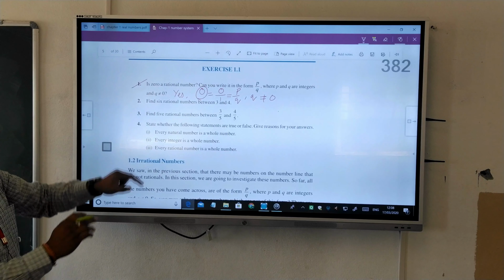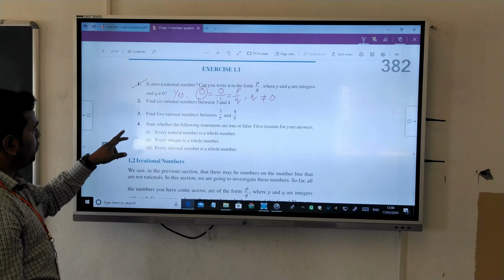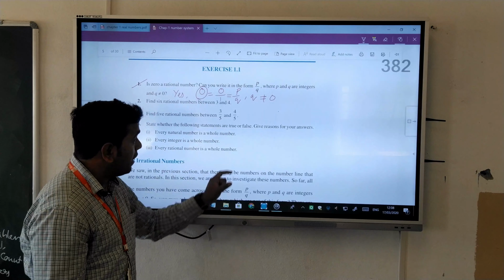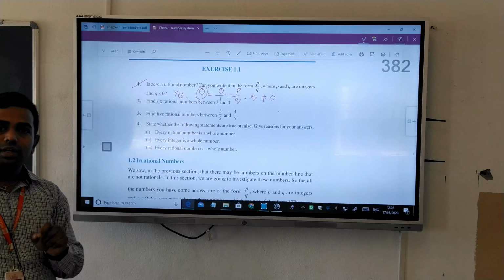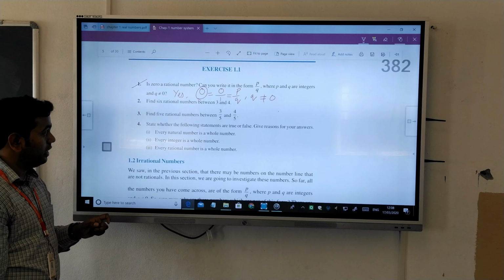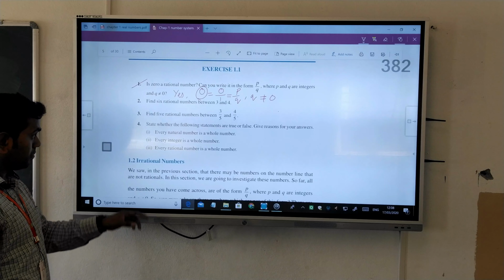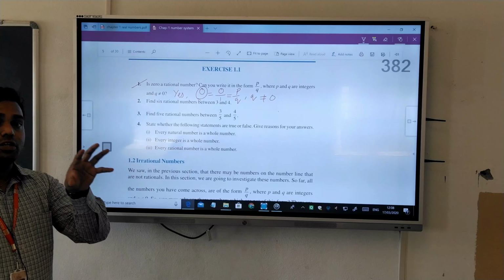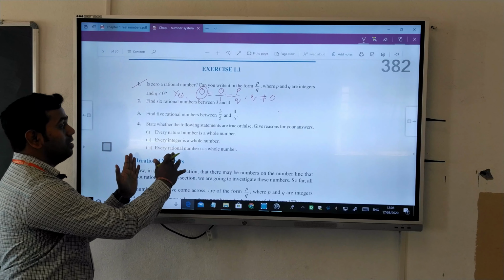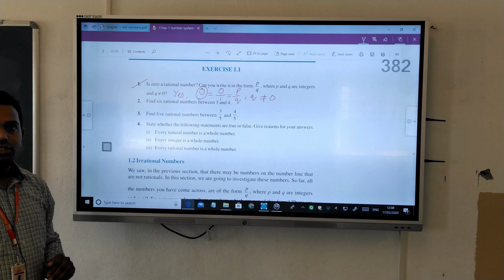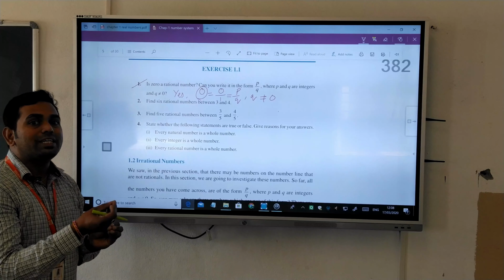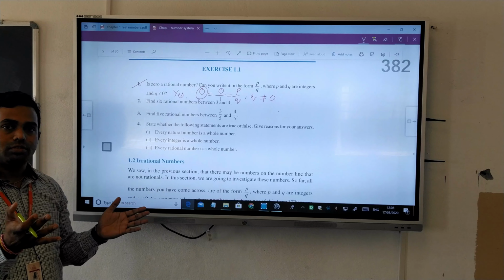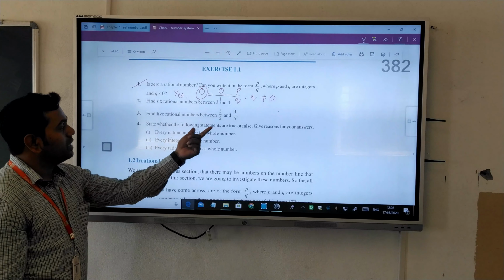And 2 and 3 we'll see in the coming classes. The fourth one is: state whether the following statements are true or false, and give reasons for your answers. If you see the first one, every natural number is a whole number. Is every natural number a whole number? Yes, all natural numbers are whole numbers. Because 0 is extra, if I add 0 to the set of natural numbers, then it becomes the whole numbers. So every natural number is a whole number.